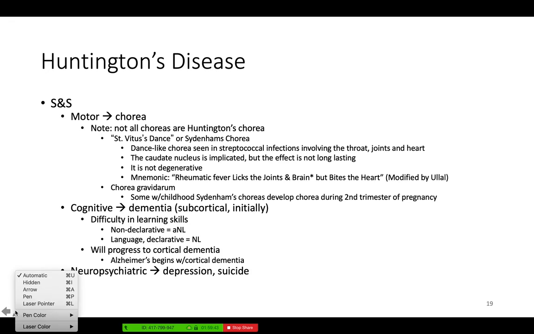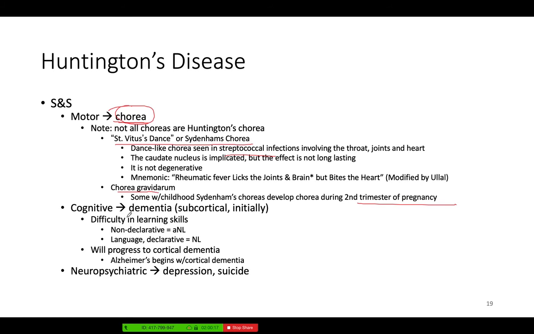What are the signs and symptoms of Huntington's disease? We're looking for this word, chorea. This is almost like a dance-like movement that you see as these patients lose the ability to control their musculature. There are other types of chorea you can see, such as in strep infections, something called Sydenham's chorea, and chorea gravidarum in pregnancy. However, Huntington's disease is sort of the OG chorea.